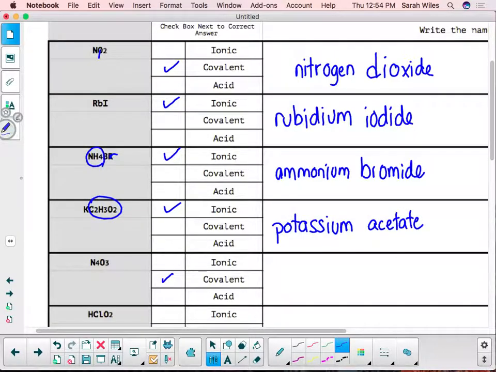Is potassium on your list of multivalent metals? No. So I do not need Roman numerals. Do you only need Roman numerals for the ones that... There's a list on the back of your periodic table that lists the multivalent metals.